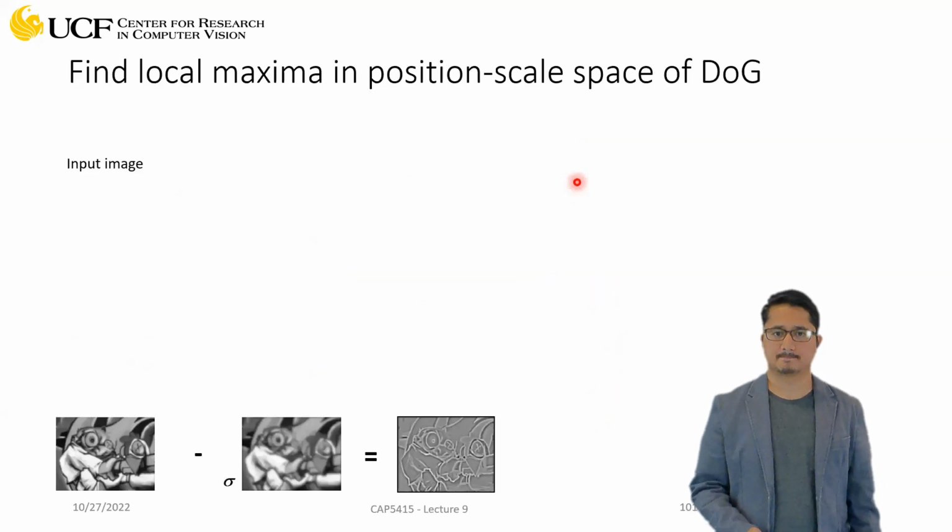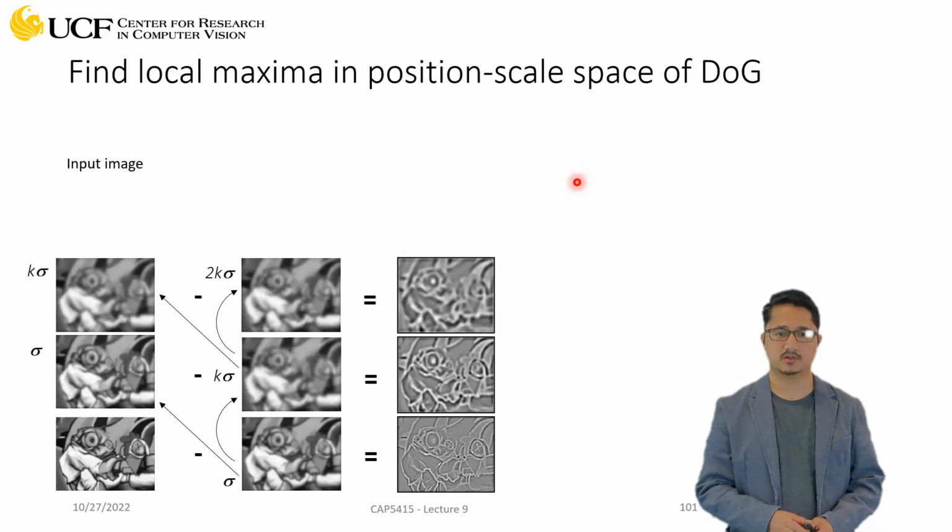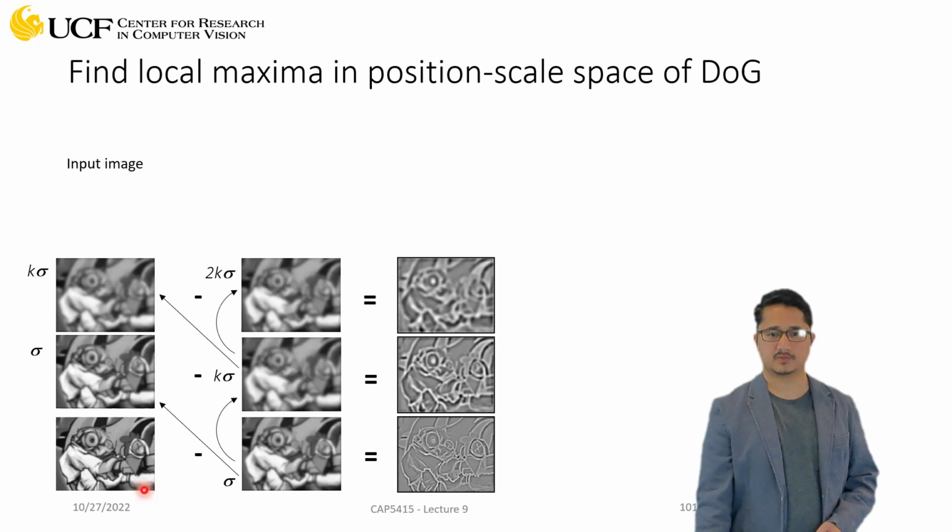Okay, so this is just trying to visualize the steps I showed you earlier. You smooth your image, and then you smooth again with a different standard deviation, and you subtract. So you can keep doing that as you increase your standard deviation.